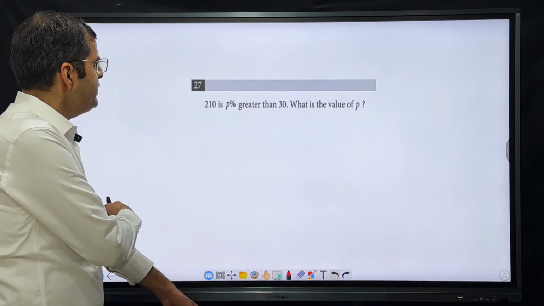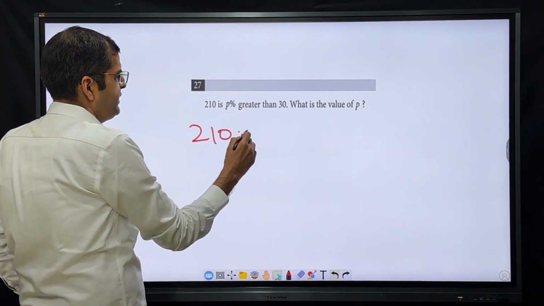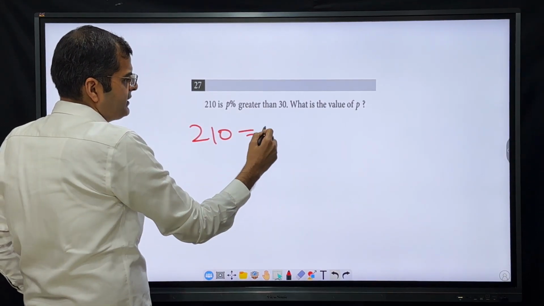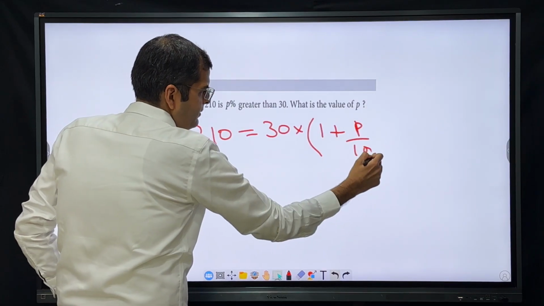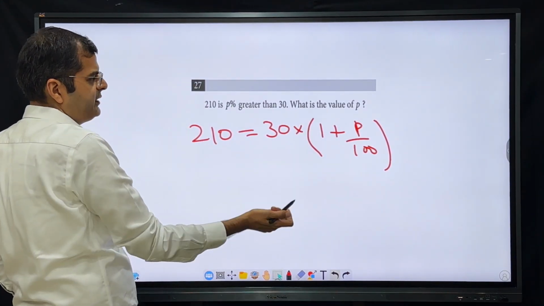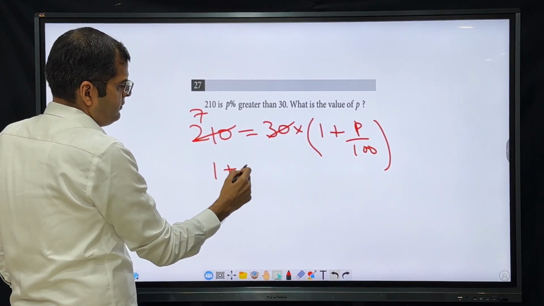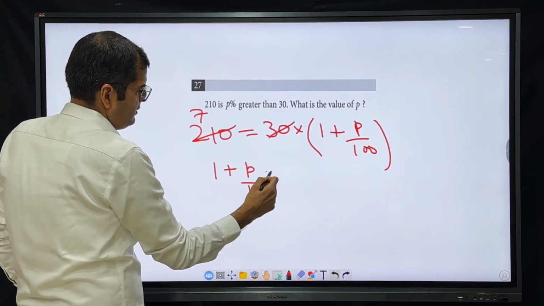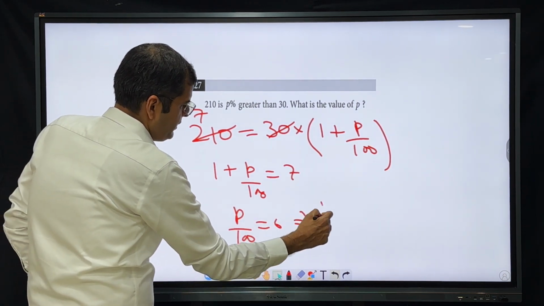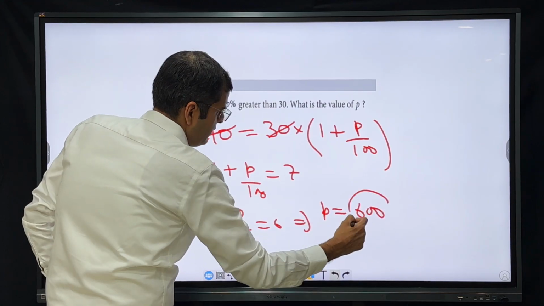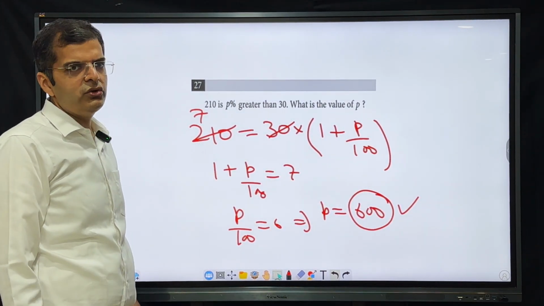Now this question says 210 is p percent greater than 30. What is the value of p? Very straightforward. 210 is equal to p percent greater than 30, which means 30 into (1 plus p by 100). That is p percent greater than 30. So solving this, 210 divided by 30 becomes 7. So 1 plus p by 100 is equal to 7. That means p by 100 is 6, or you can say p is equal to 600. 600 over here is the right answer. That is the solution to this set of questions.